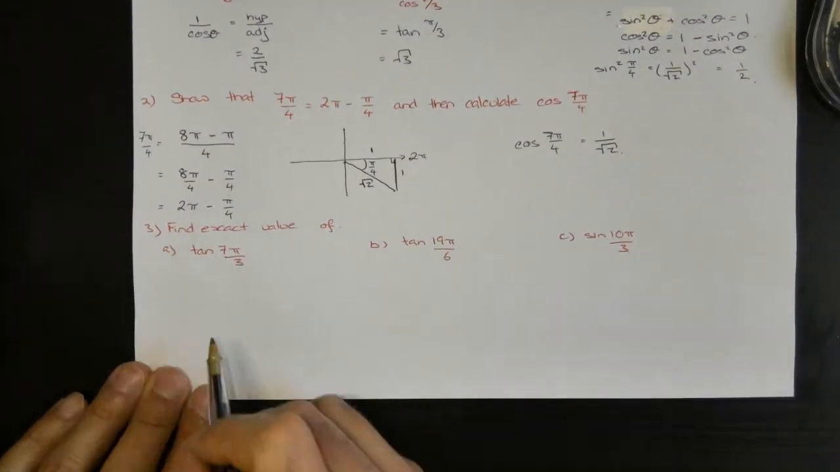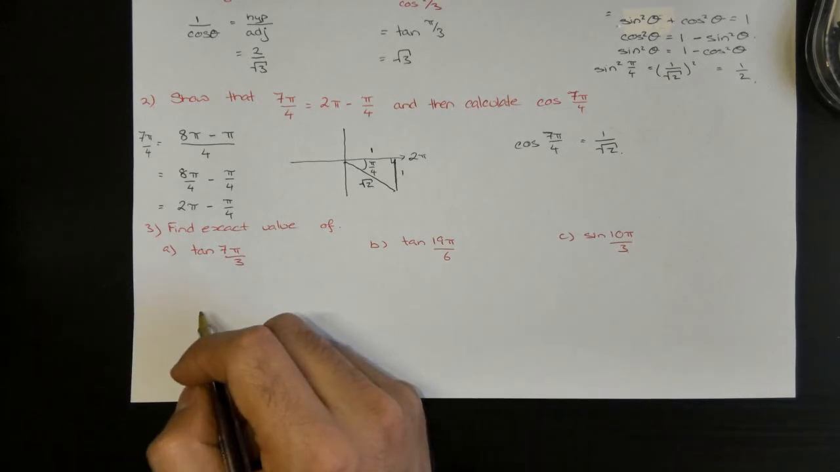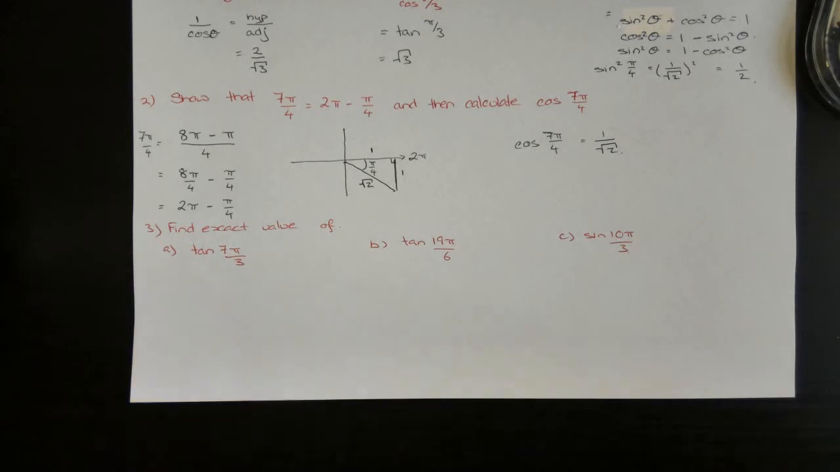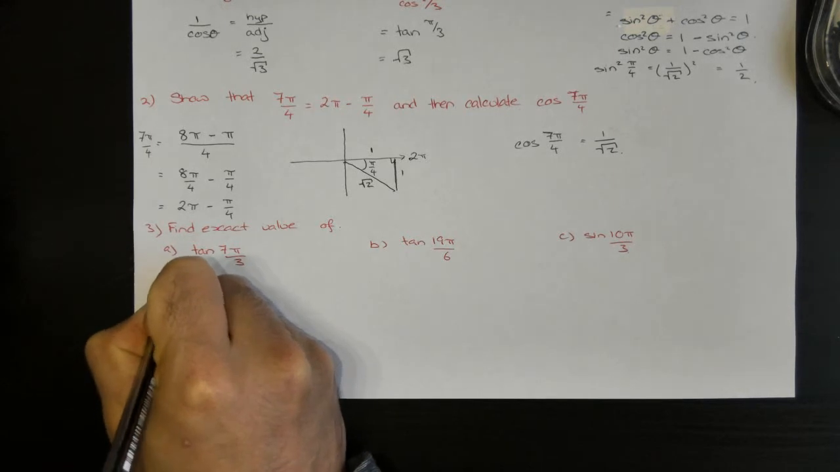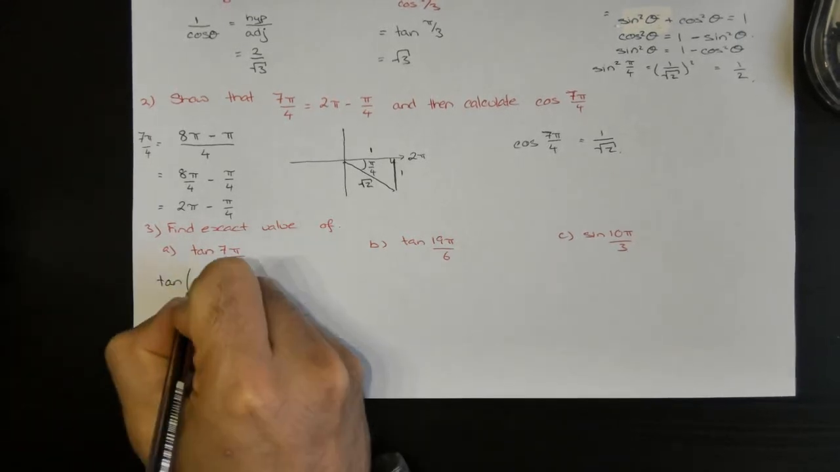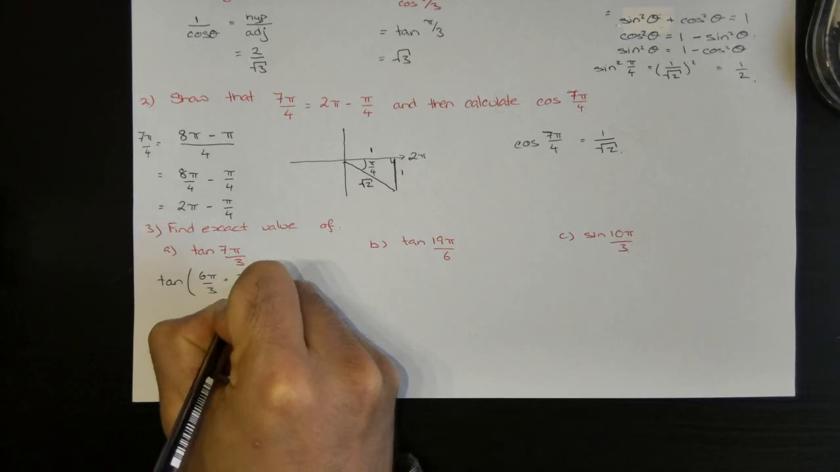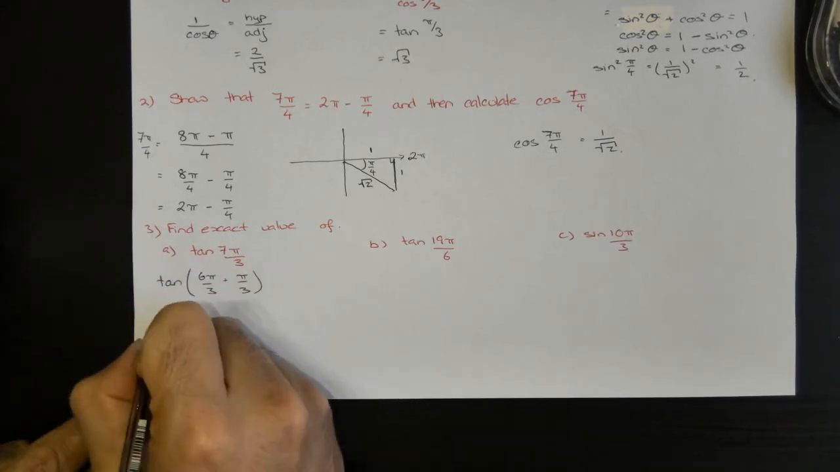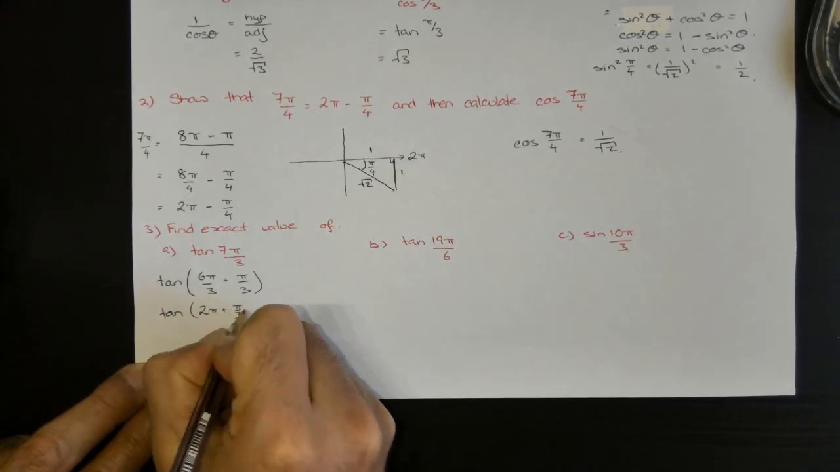Now if we want to find the exact value of tan 7 pi on 3, that is very similar. I can think of that as tan of 6 pi on 3 plus pi on 3, which is going to be tan of 2 pi plus pi on 3.